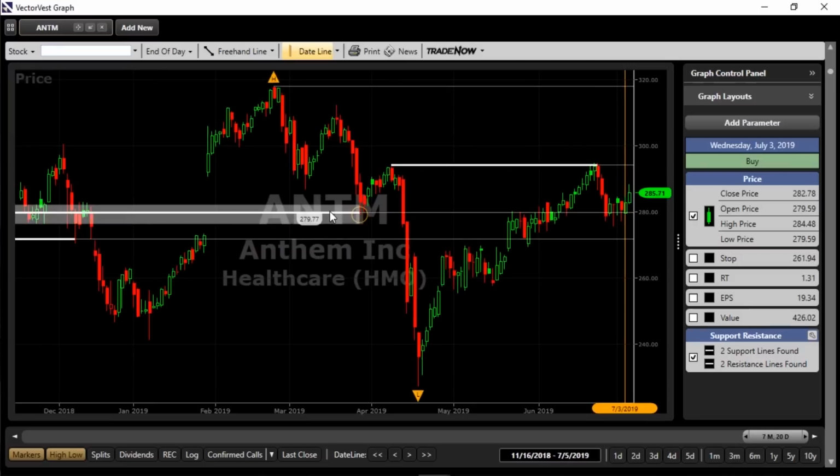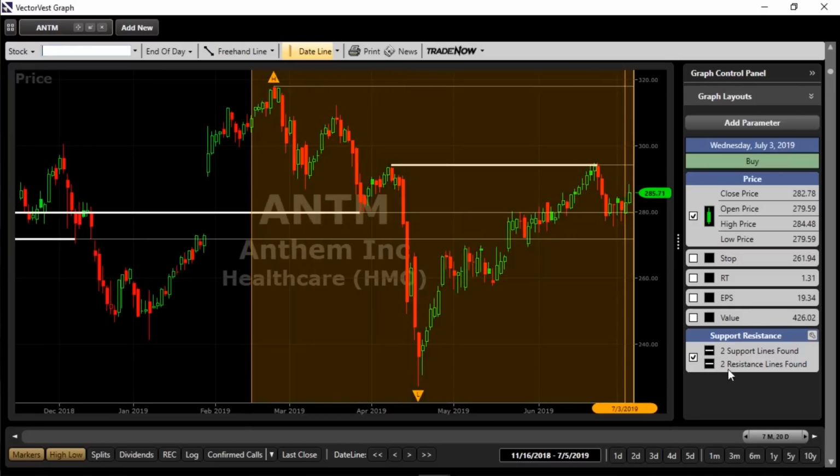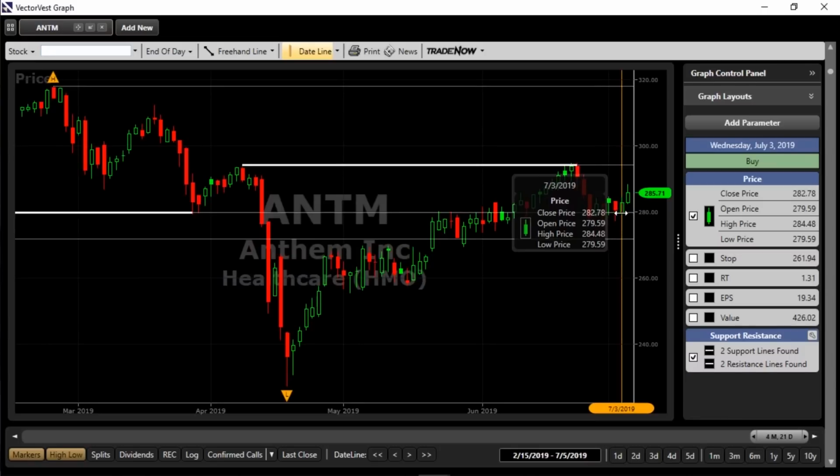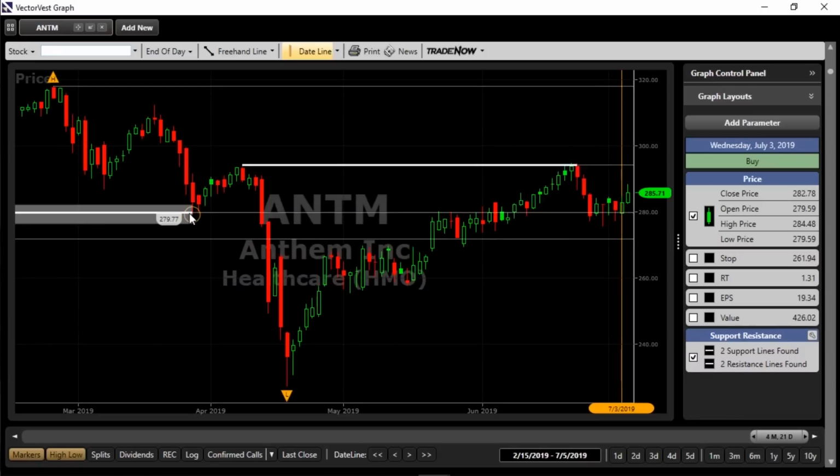However, here's Anthem. Anthem on July 3rd, which again was the Wednesday, the day we ran the search, retraced from this $279.77 support zone. You could see it did so on July 3rd. It's actually following through today. Now let me say this before I go ahead with placing the order, showing you the steps that are required to actually enter this trade.